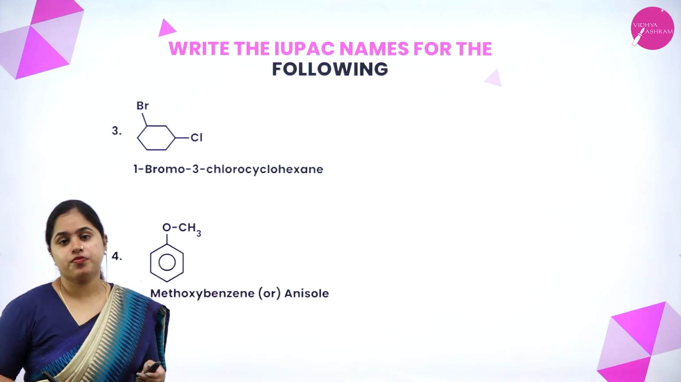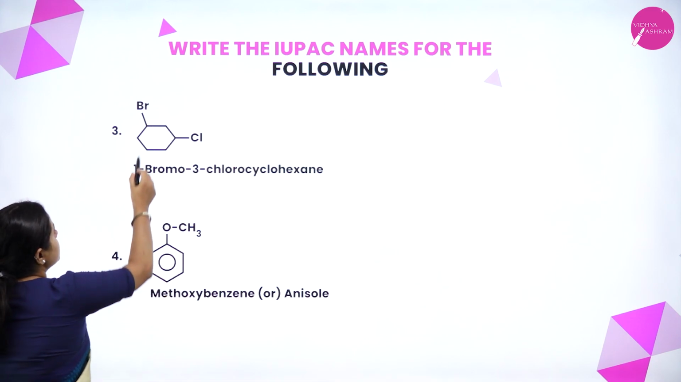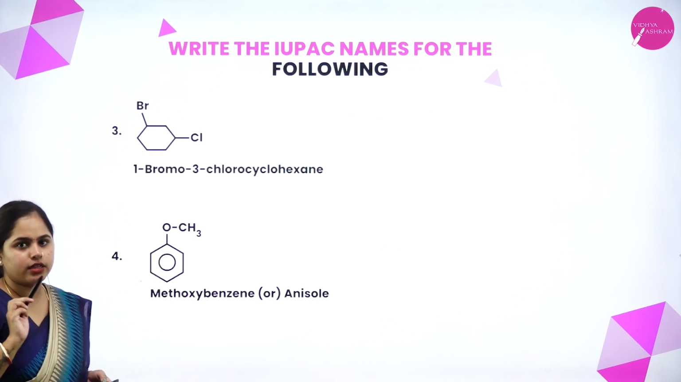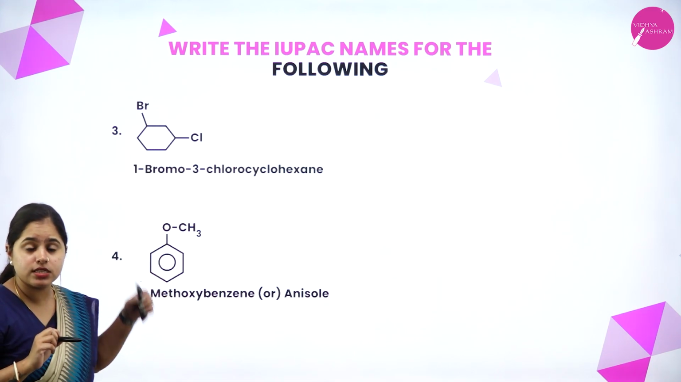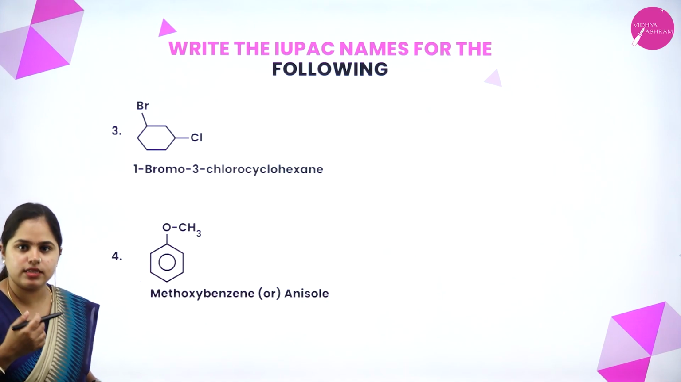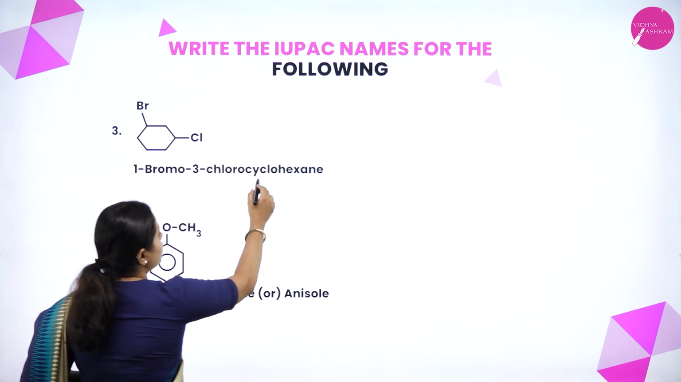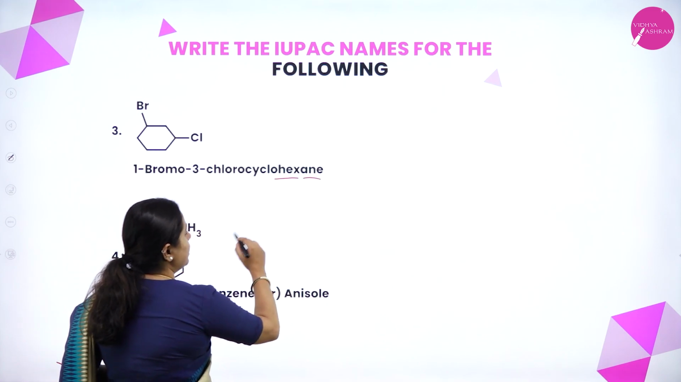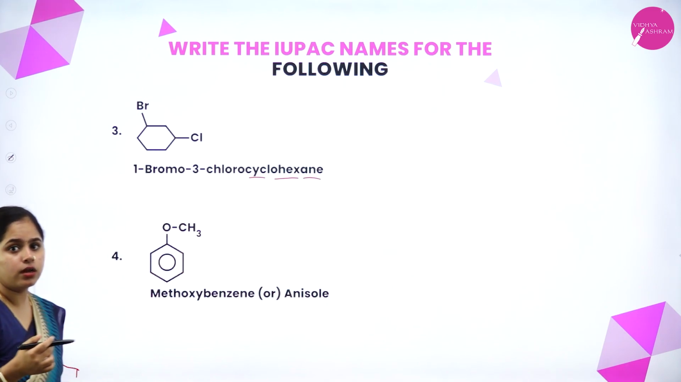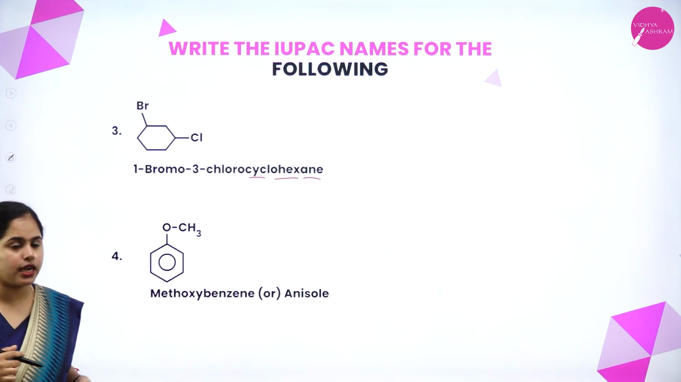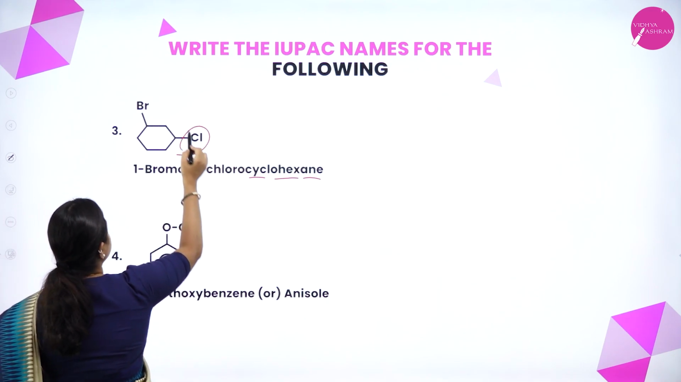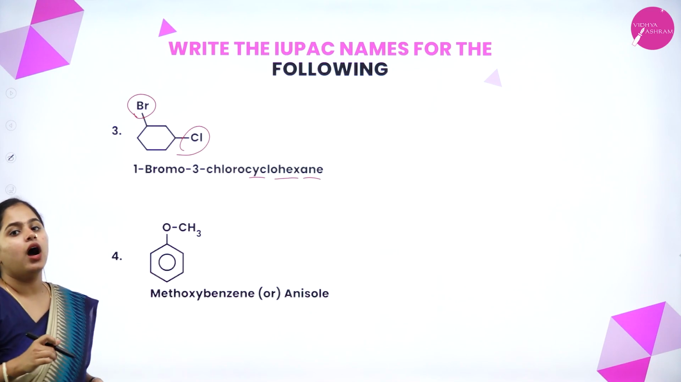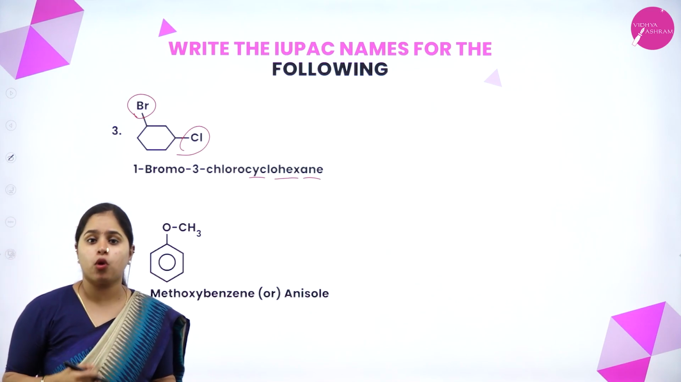So moving on to the next example, is this a benzene ring? No, right? There is no alternate double bonds present. This is cyclohexane, right? So the root word will be hex, yes, and the suffix will be ane, and the prefix here is cyclo. Now the two substituents present are chloro and bromo. According to the alphabetical order, bromo will come first.